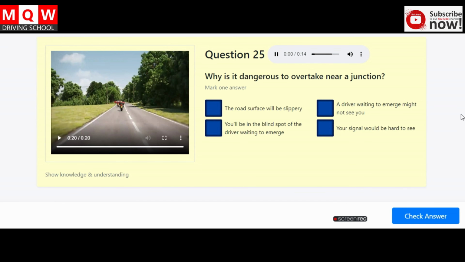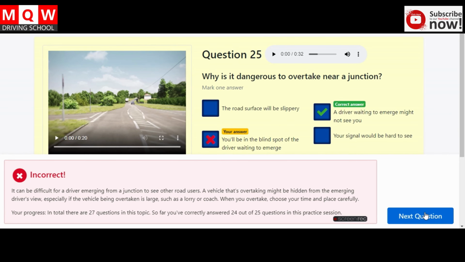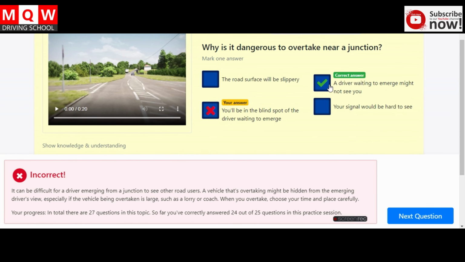Why is it dangerous to overtake near a junction? The road surface will be slippery. A driver waiting to emerge might not see you. You'll be in the blind spot of the driver waiting to emerge. Your signal would be hard to see. Okay, again this can be a blind spot. Sorry, my mistake. I think I clicked it quickly. It's a driver waiting to merge may not see you. So this is a bit the same thing as a blind spot, my mistake. Okay, so go for the next one.